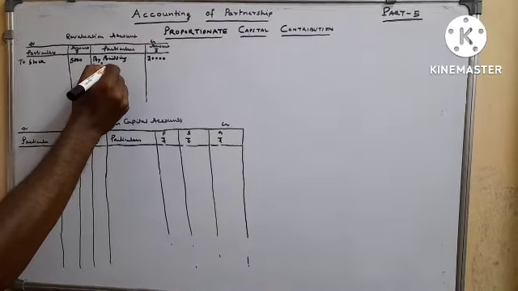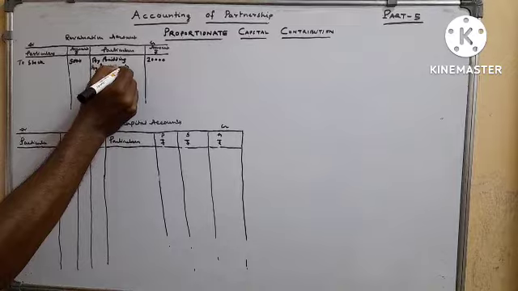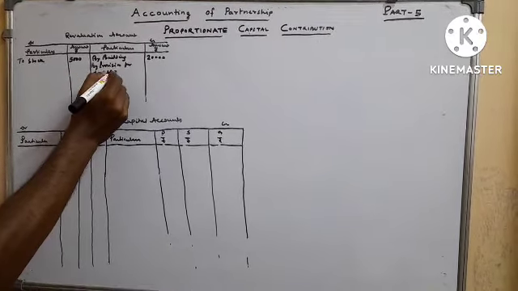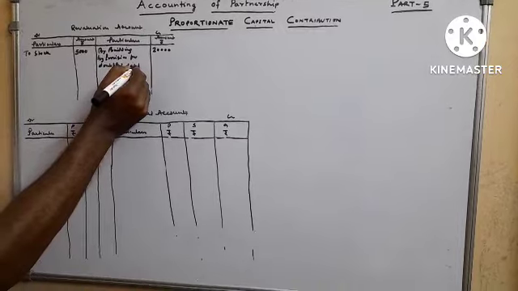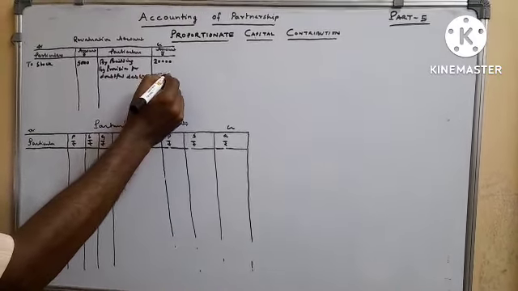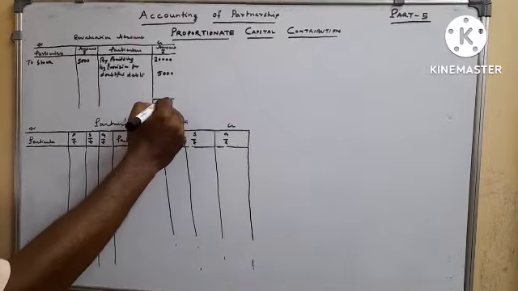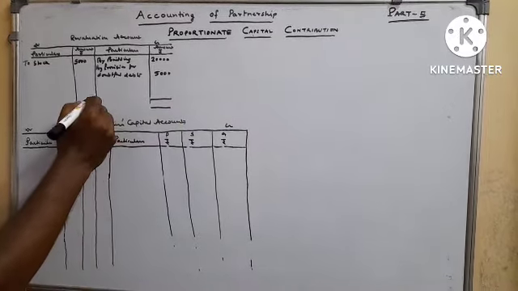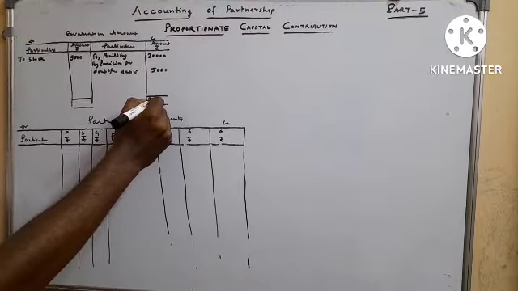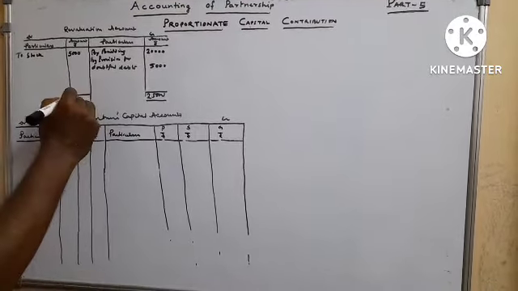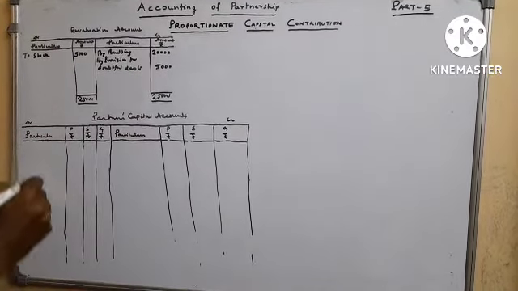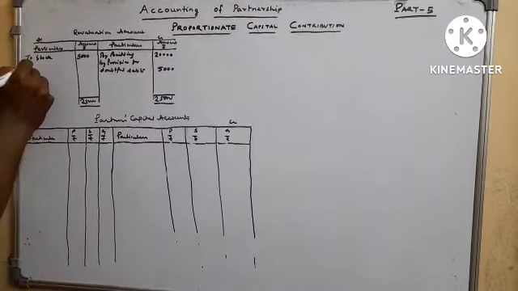By provision for doubtful debt, $5,000. No other entry is there. We should close the book. It is becoming 25,000. Credit side greater than debit side, that is revaluation profit.